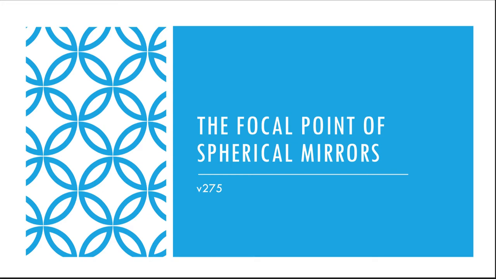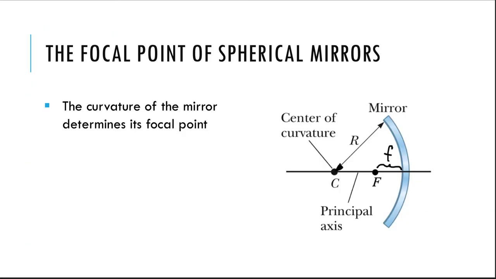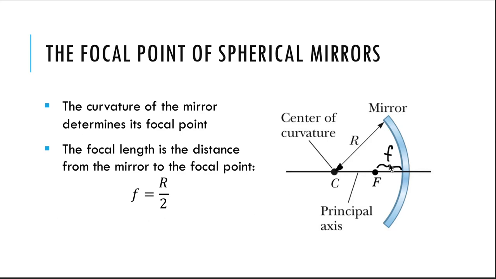Hey everyone, we just learned that spherical mirrors have a center of curvature and a focal point. In this video, we're going to learn about the significance of this focal point. The center of curvature is going to determine the focal point, because the focal length is half of the radius of curvature. So, the focal length is just r divided by 2. Again, the focal length is a distance, the radius of curvature is a distance.